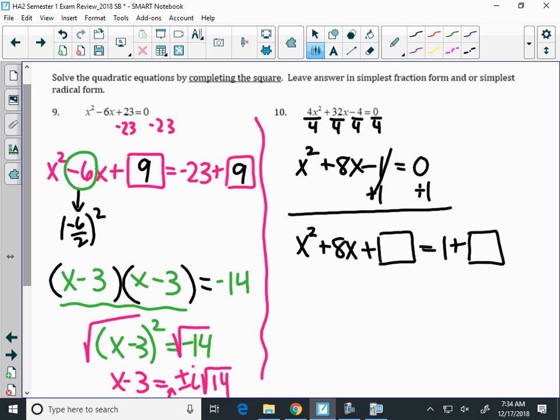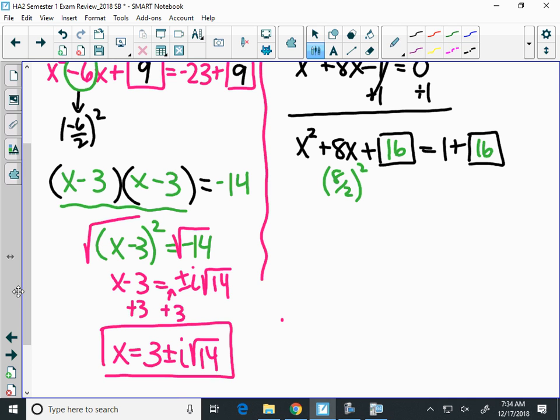Alright, now to fill in the box, again, you take half of the middle number and square it. So half of 8 is 4, 4 squared is 16, and 16 goes in both boxes. The right-hand side is simple. That simplifies to 17. The left-hand side is going to condense. It's going to be factored into two factors that are the same. I'm going to skip right to the condensed form, which is x plus 4. Here it's plus 4 because this 8 is positive.